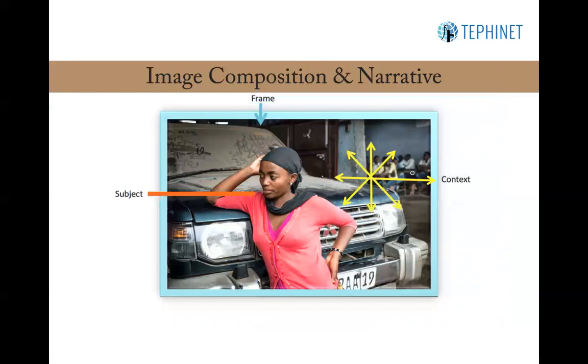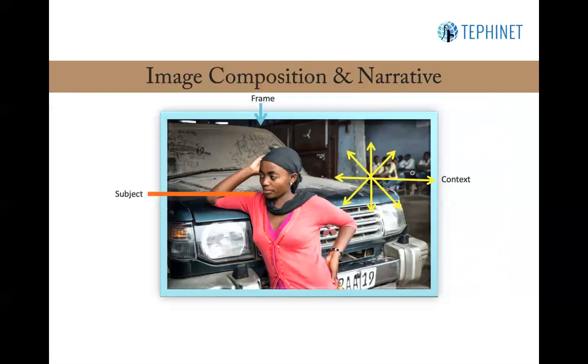So to think about the narrative, as I said, the narrative is the relationship between the subject, the context, and the frame. So here we have a photograph of Giselle leaning up against a 4x4 in the Eastern Democratic Republic of the Congo. And Giselle, this young woman wearing a pink sweater and a black headscarf, is the subject of the photograph. She is the reason this photograph is taken.